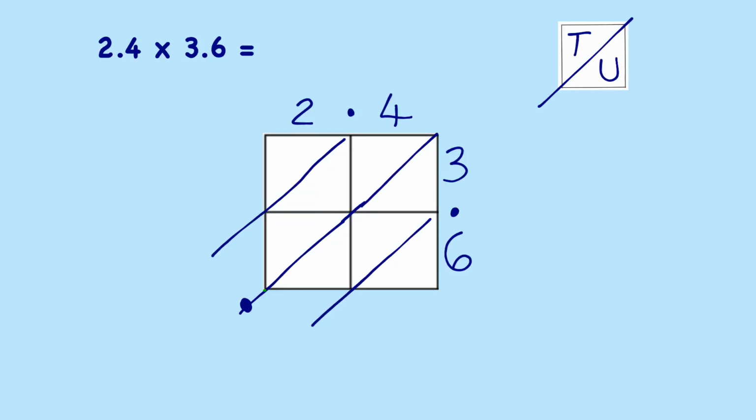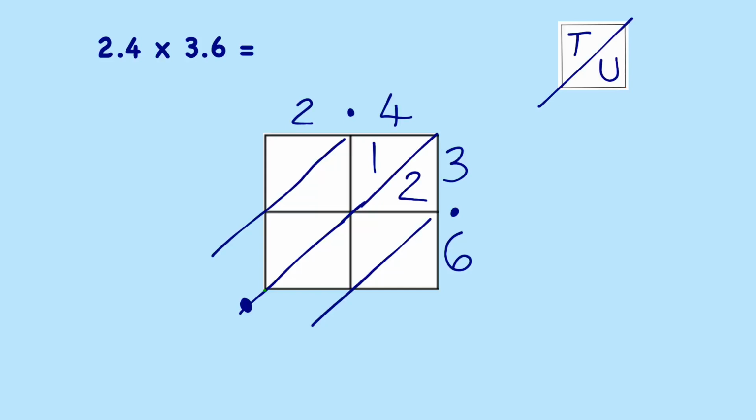Now we know where our decimal point goes, we can work out the answer. We're going to multiply the digits against each other in the same way you would if you were doing the grid method. So let's have a look. We've got 4 times 3. Well, I know that 4 times 3 is 12, so I need to remember that the 1 ten goes on the top half of the box, and the 2 units goes in the bottom half of the box. So 4 times 3 is 12. Remember, we're separating tens and units by that diagonal line.